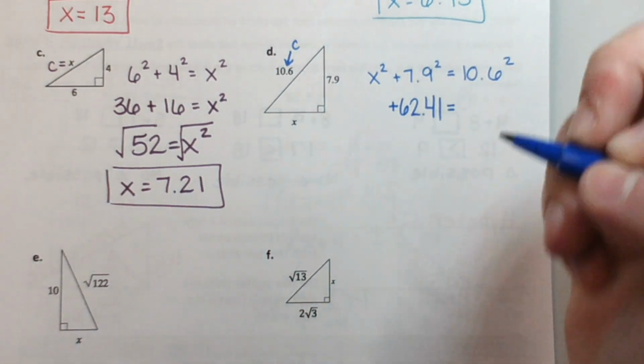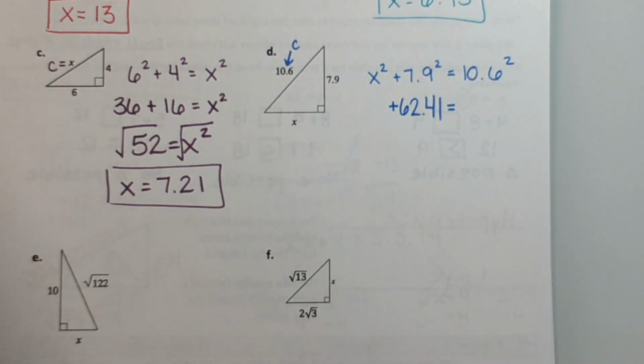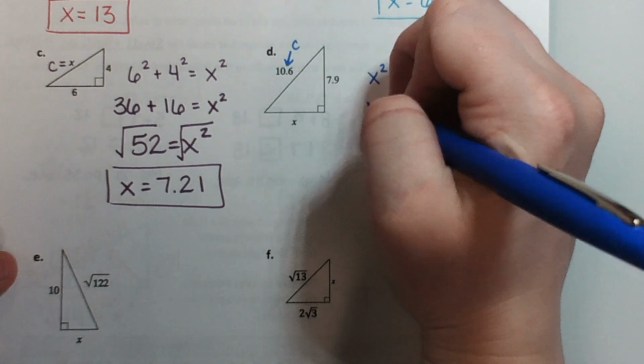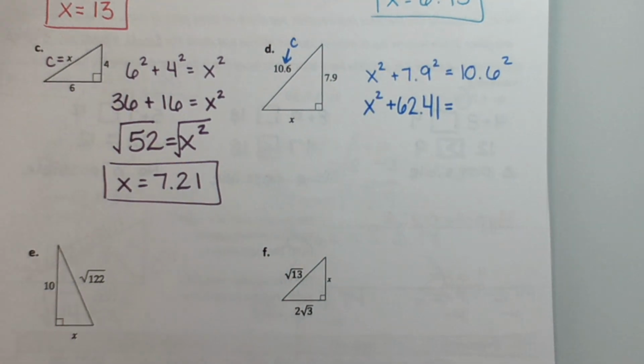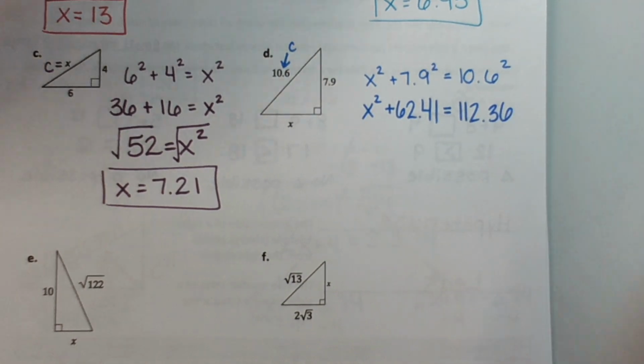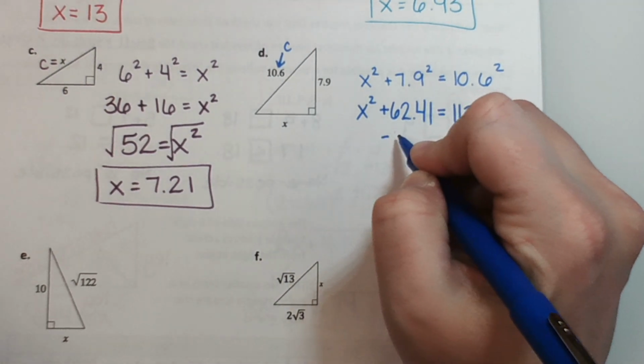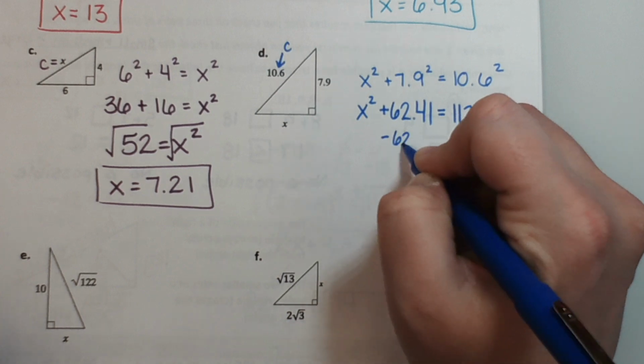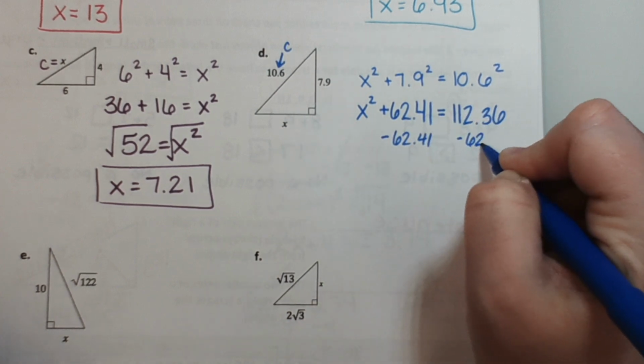62.41, you got it. BG, what is 10.6 squared? Lily. Now what? You got it.